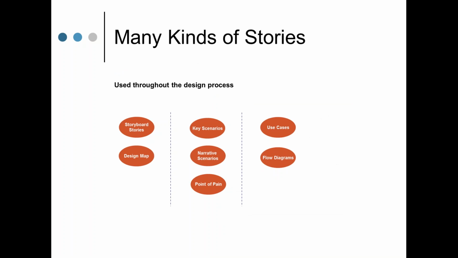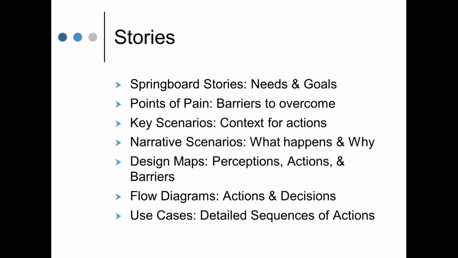So there are many kinds of stories, and they're used throughout the design process. And we're going to go through each one and describe each one, and you can pick and choose what would be best for your company, for your user, and what would work for you. So we have storyboard stories, design maps, key scenarios, narrative scenarios, point of pain, use cases, and flow diagrams. So let's talk about stories.